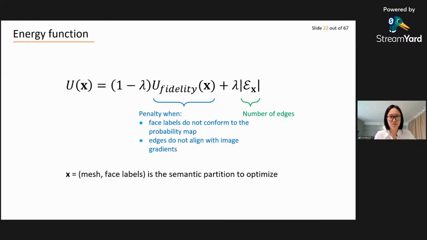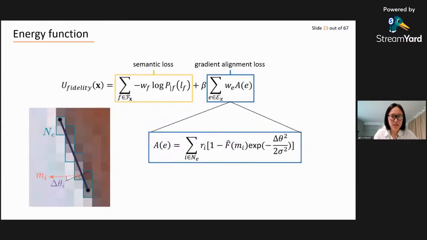I propose an energy function for measuring the quality of semantic polygonal partitions. The fidelity term penalizes when the face label do not conform to the probability map. The complexity term encourages the low complexity polygons with fewer edges. There is another fidelity term that also penalizes edges that do not align well with the image gradients. Now let's look into the fidelity term.